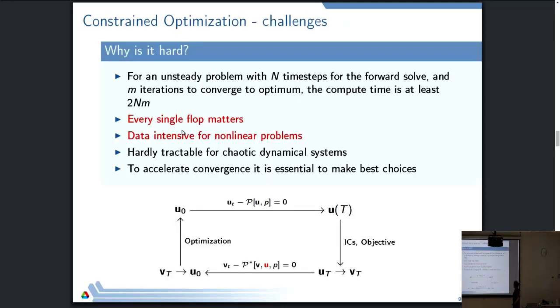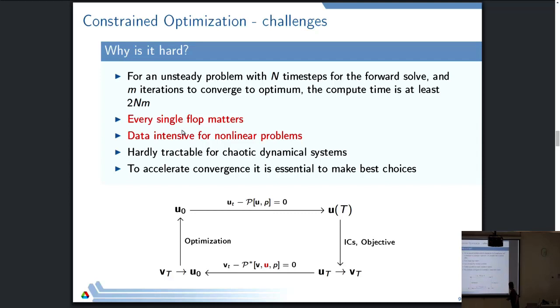So to conclude, what are the challenges? Probably some of them are already obvious. It's a very big problem that takes m iterations and time steps and whatnot. And you have to solve it twice and so on. Every single flop matters. So doing incremental improvements to your PDE is not useless. It's very data intensive for nonlinear problems.